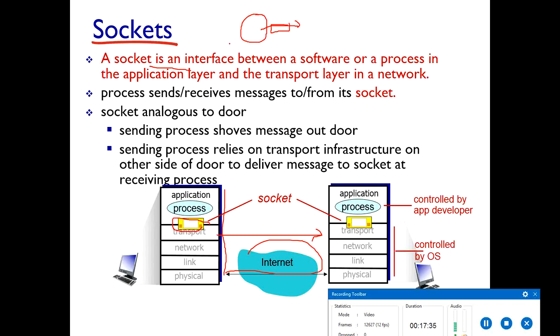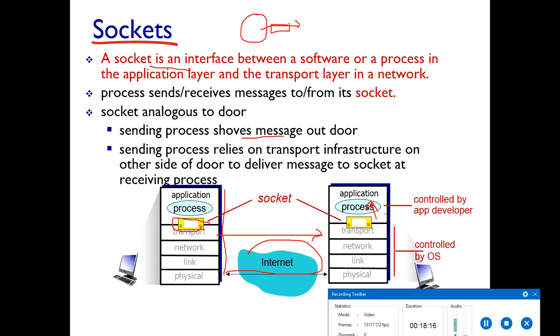Any message that is sent from the application layer or received by an application must pass through that socket. So a socket is analogous to a door. The sending process shoves the message out of the door, and relies on the transport layer infrastructure on the other side of the door to deliver the message to the application layer at the receiving process. So the sending process assumes that there is a transportation infrastructure on the other side of its door that can carry the message to the destination process.